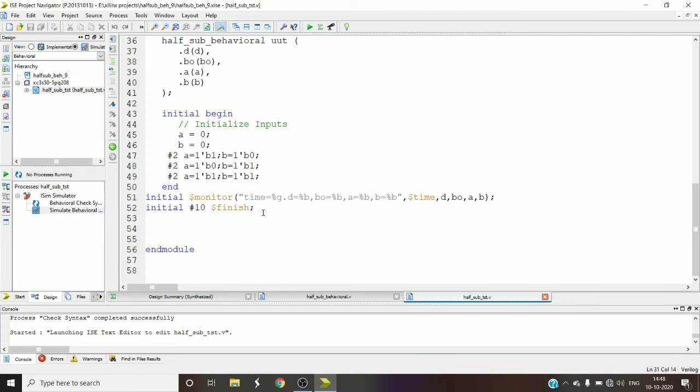Now here I am just checking all the possible input combinations. Okay, 0 0, 0 1, 1 0, 1 1. So here it is 1 0, here it is 0 1, and here it is 1 1. All possible test cases are given as input here.